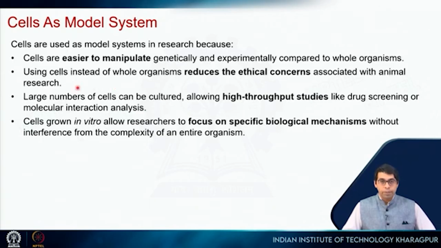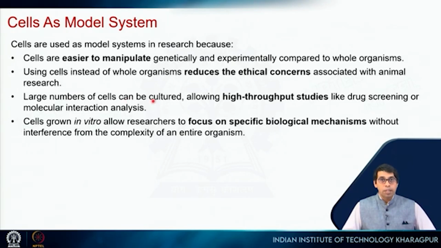So if we are doing some experiment in mice, the ethical considerations for doing an experiment in mice versus the ethical considerations for doing an experiment on an isolated cell are completely different. In cells, the ethical considerations are much simpler. So one can do rapid experiments without worrying too much about all the ethical concerns, right?